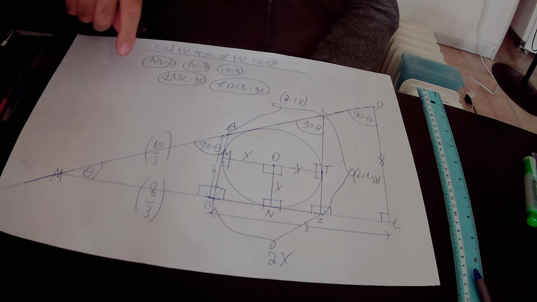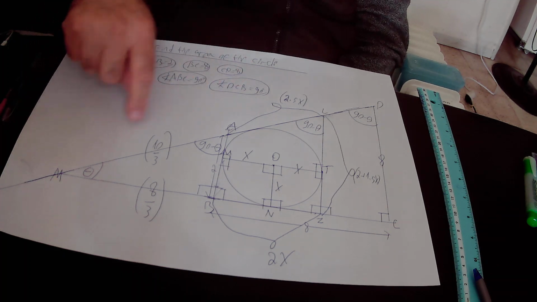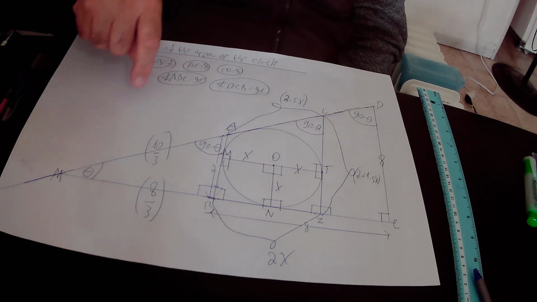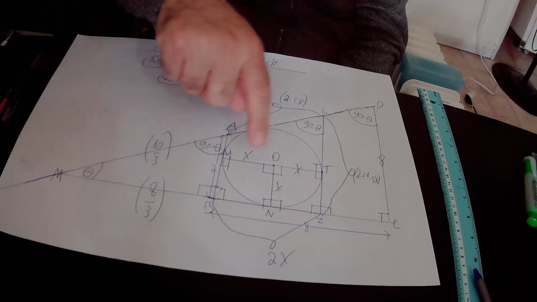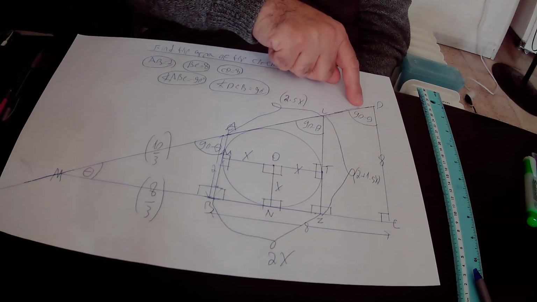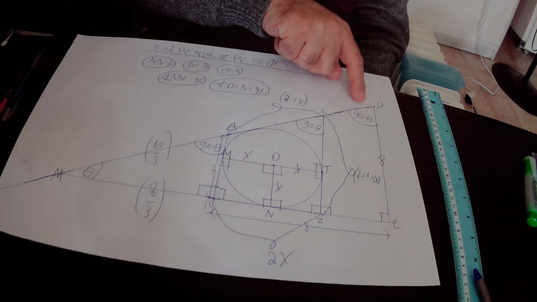Then we focus on the big right triangle MDC. In this big right triangle MDC, this angle equals theta. This angle equals 90 degrees. Therefore, the missing angle here must be equal to 90 degrees minus theta.